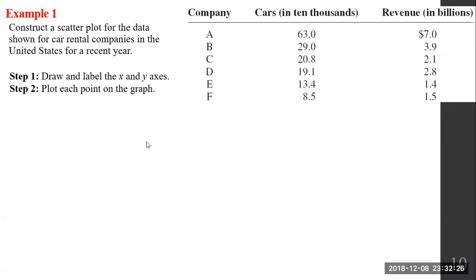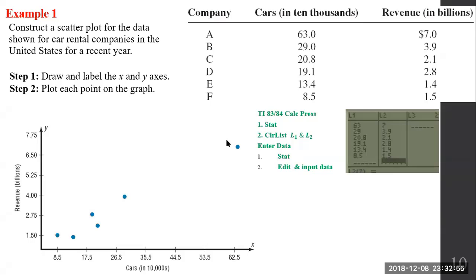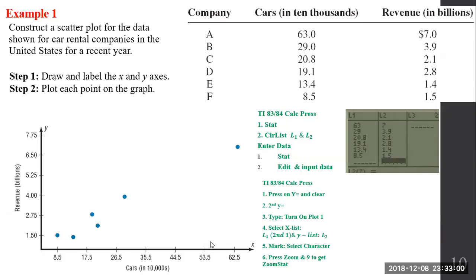So step number one, we're going to draw and label the X and Y axis, and then simply plot each point on the graph. We can do it one by one, as we can see when X is equal to 63, 7 would be the corresponding number to that, and then we plot that. We can easily use our technology, the TI calculator, to plot that for us. That's all we do, just list them, and we can use these keystrokes to see the plot as we did by hand.